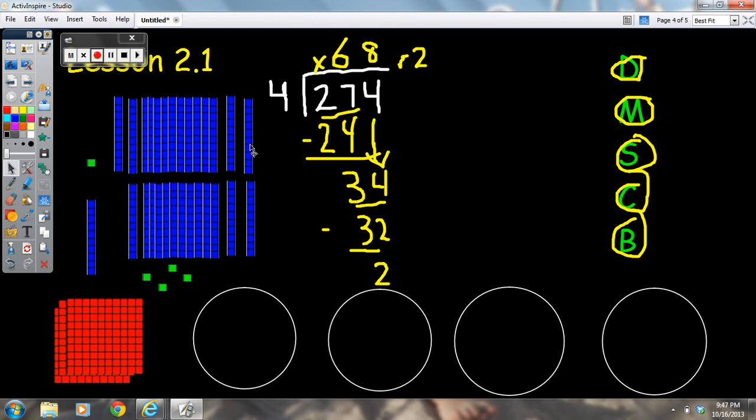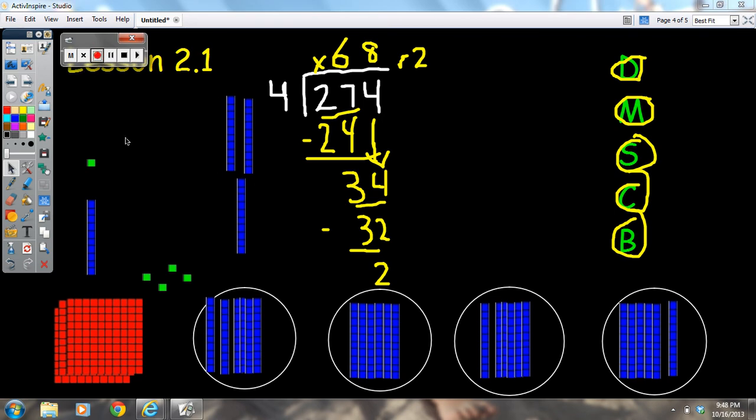But I also had 7 tens from the 274. So what I did was I combined them. I'm left with 27 tens here total. What we did was we took these 27 tens that we're left with and we divided them equally into each of these 4 groups. And we took this 27 and we divided it by 4, and we knew that there would have to be 6 of these tens blocks in each group.